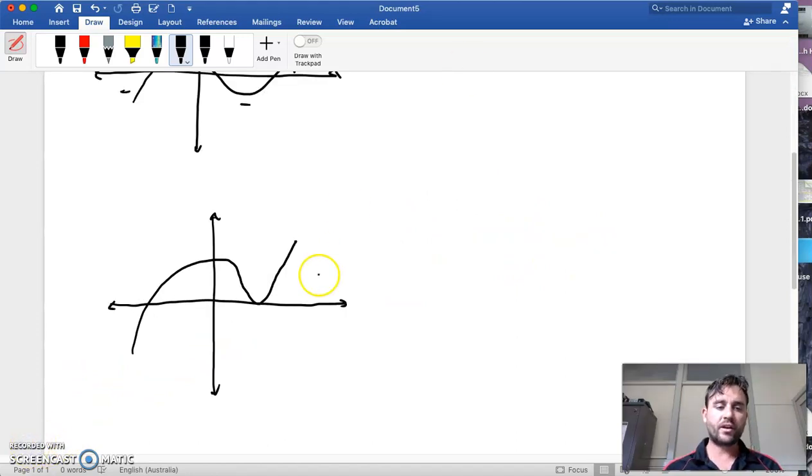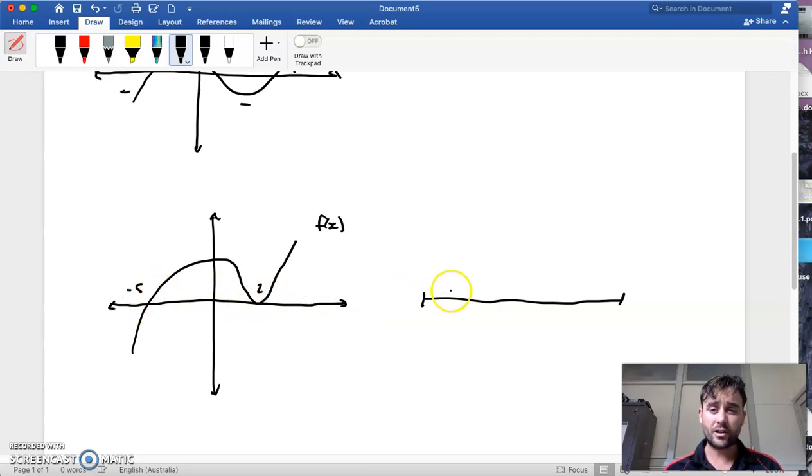Now a different example of the function of x. This is a different equation, obviously. It looks something like this. Now our sign diagram, how's that going to look? Well, let's say this is the -5, this is at 2. I'm going to write down where it crosses and where it touches. So here we've got a -5, and over here we've got a 2.